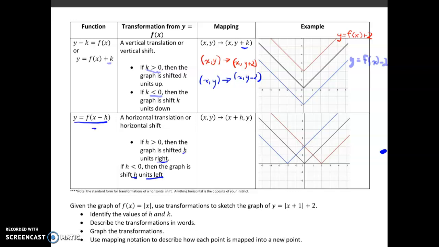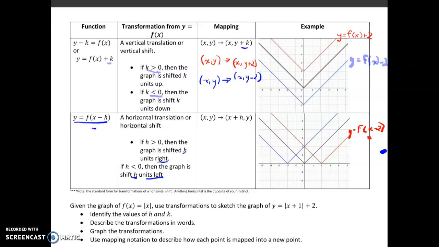So allow me to switch colors, and I'm going to start talking about the red again. So the black is my parent function. If I chose to transform it to become the red function, it would look like this. I would get y is equal to f of x minus 2. I did not make a mistake there. I know I didn't. It's odd, I agree.